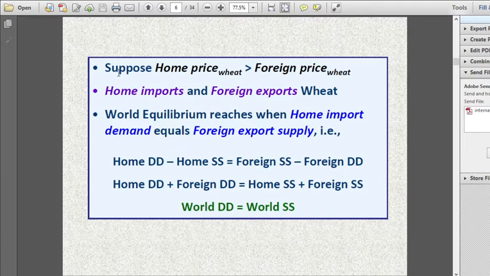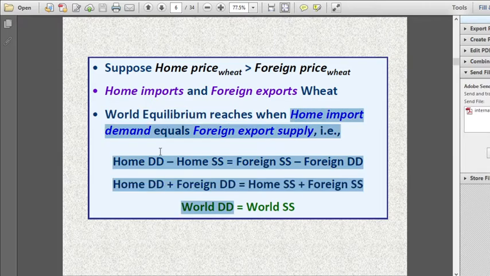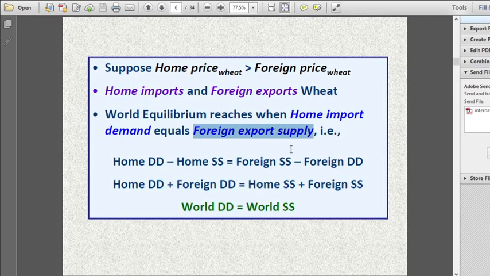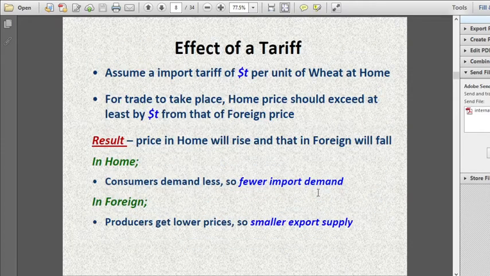Next, suppose the home price of wheat and the foreign price of wheat, home import and foreign export of wheat. World equilibrium is reached when home import demand is equal to foreign export supply. So, kapag equal yung import at saka yung export, equilibrium siya. Or home demand minus home supply is equal to foreign supply minus foreign demand. Home demand plus foreign demand is equal to home supply plus foreign supply. So, world demand is equal to world supply.